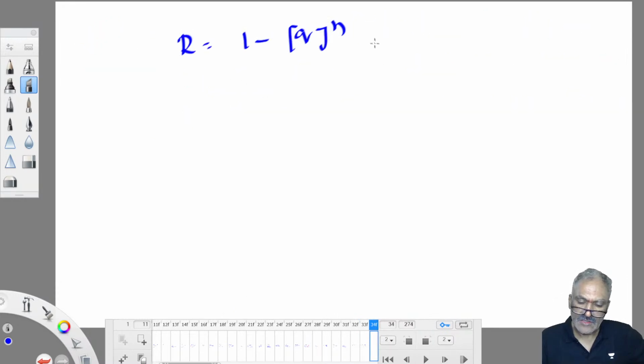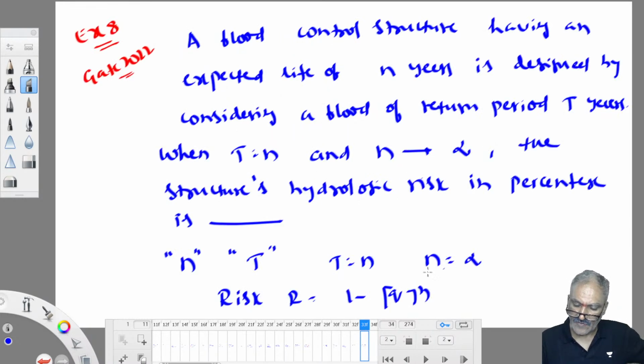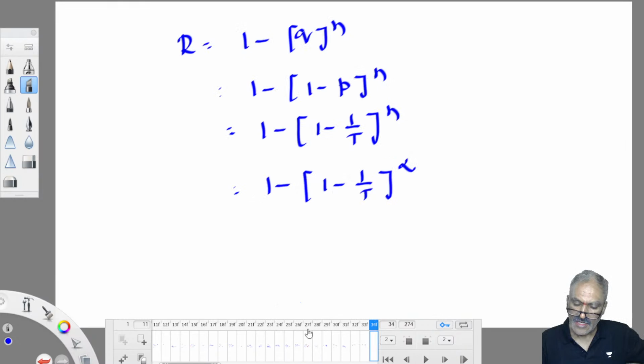Q is equal to what? 1 minus P. Q is equal to (1 minus P) whole power N. What is P? 1 by T. So what has he given? N tends to infinity. So (1 minus 1 by T) whole power infinity. N tends to infinity, T is equal to N. Again he is saying that T is equal to N.